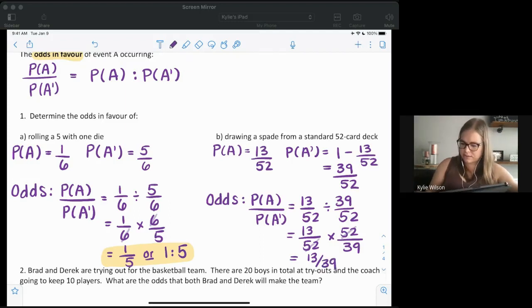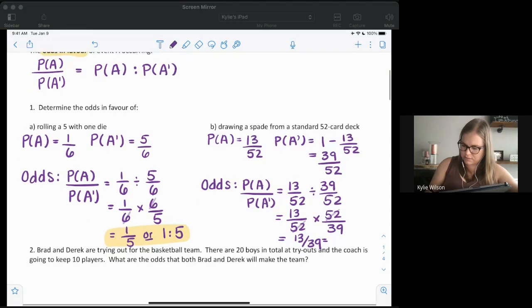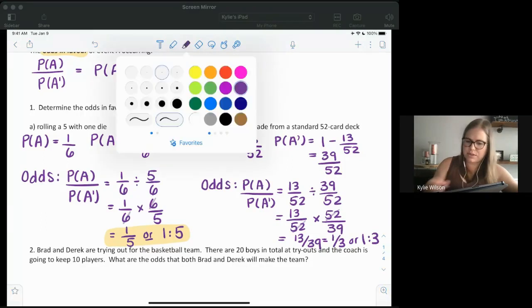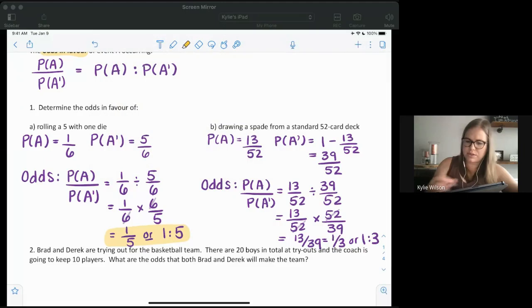Or we can reduce this to 1 over 3, or 1 to 3. Either of those is totally okay. So if you want to express it as a fraction or a ratio, it doesn't matter. Whatever you're more comfortable with, both of those are totally fine.